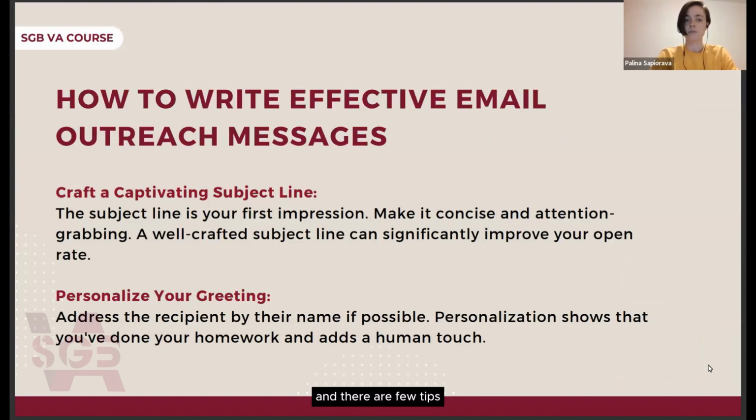There are a few tips on how to write effective email outreach messages. First of all, craft a captivating subject line. This is your first impression. When the subject line attracts enough attention, there is a higher possibility that a recipient will open an email. Then always personalize your greetings by addressing the recipient by their name when it is possible. It shows that you have paid attention to the company, to the person, and actually adds a human touch.